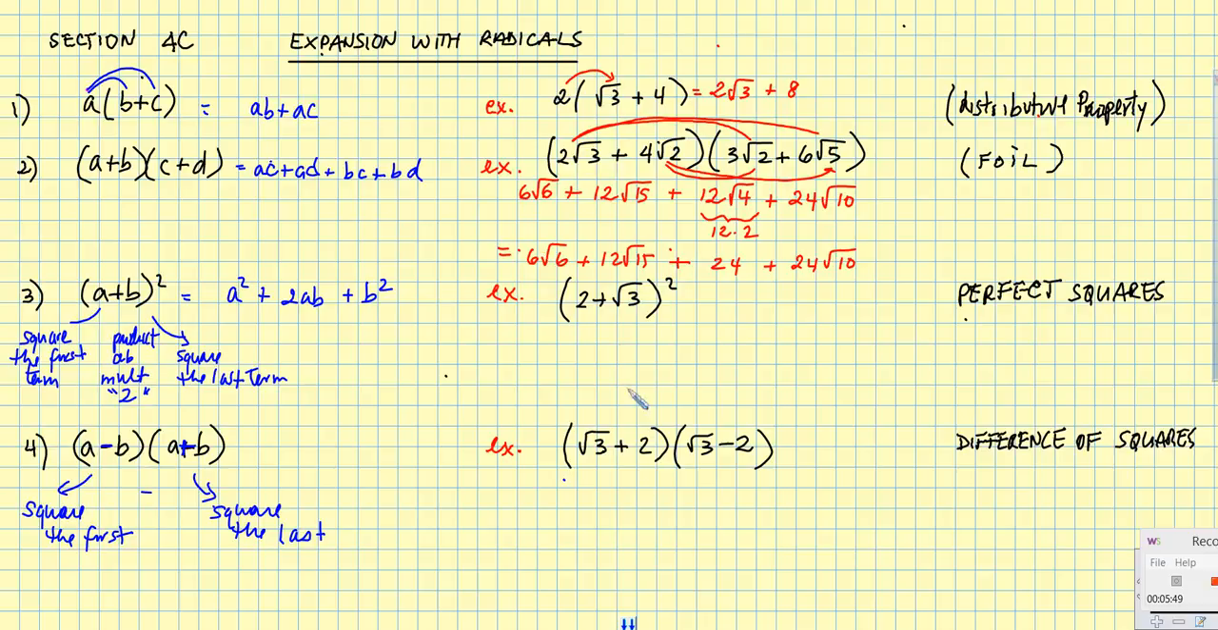squared. So following the rules, we square the first term, which is 4, and we square the last term. Root 3 times root 3 gives us 3. I now do 2 times root 3, which is 2 root 3, and then that gets multiplied by 2. So we end up with 4 plus 4 root 3 plus 3, and collecting our like terms, 4 plus 3 is 7, plus 4 root 3. We're finished.